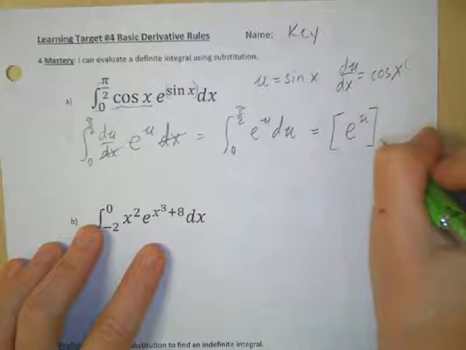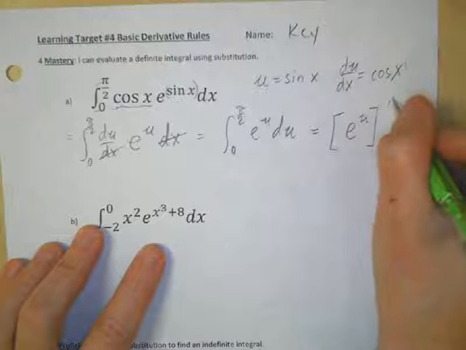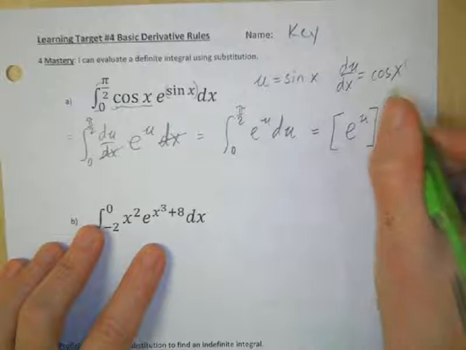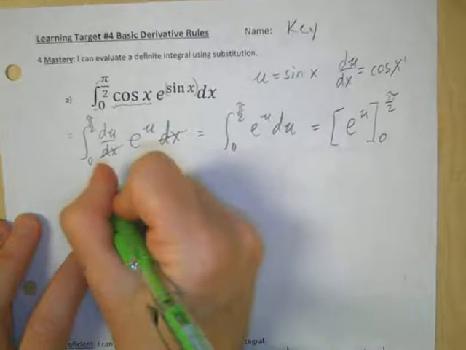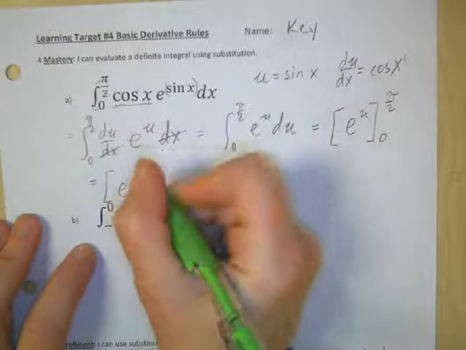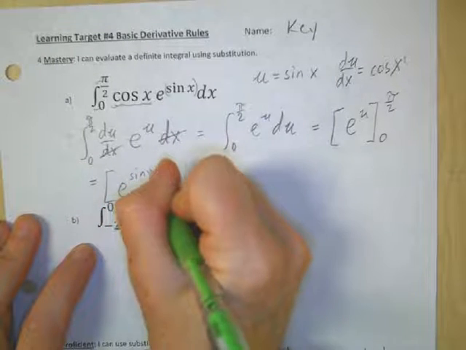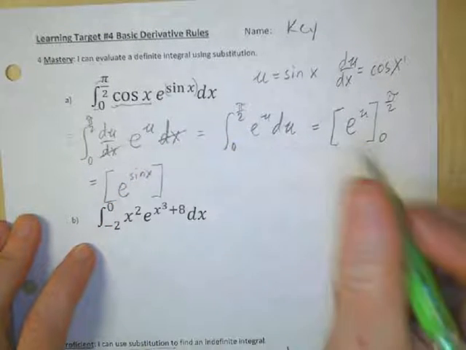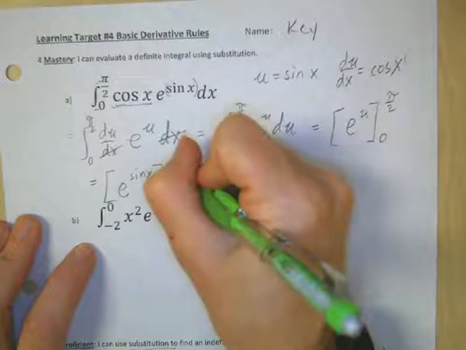And I'm going to evaluate that from 0 to pi over 2. I'm going to substitute back in for my u. So I get e to the sine x from 0 to pi over 2.